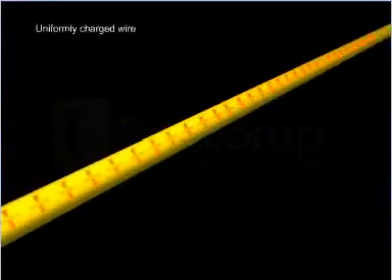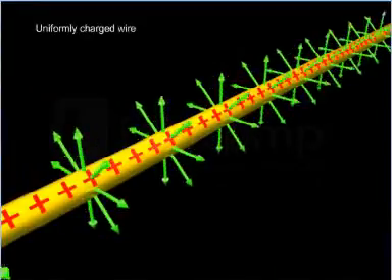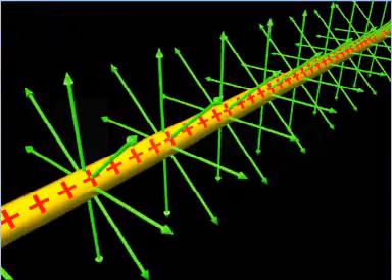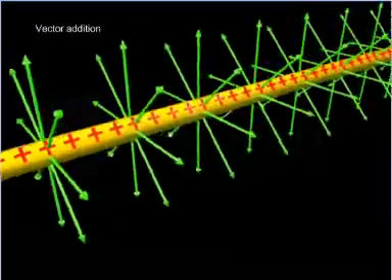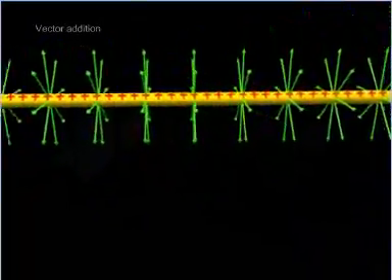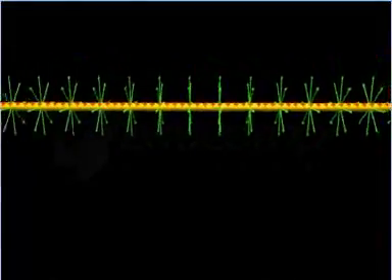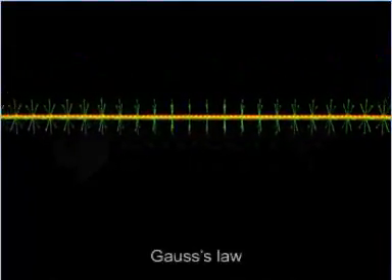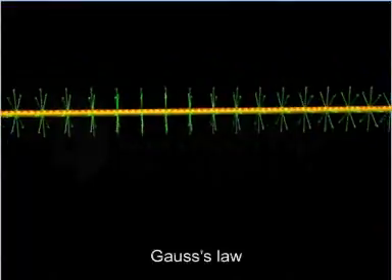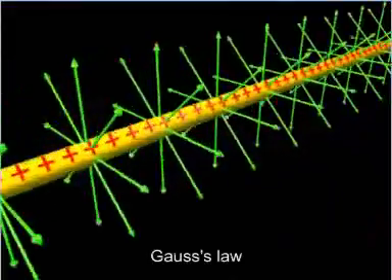Consider an infinitely long, uniformly charged wire. To find the electric field due to this wire, you would perform vector addition of each component of the electric field, making the entire process too complicated. To avoid this complexity, you can instead apply Gauss's law, which enables us to find the electric field by a simple method.